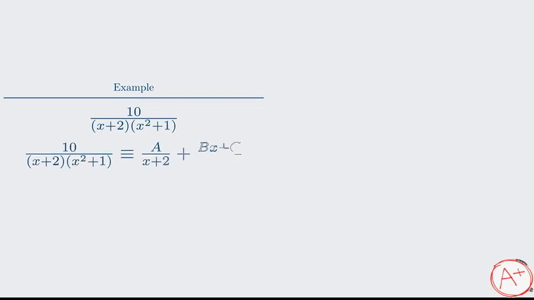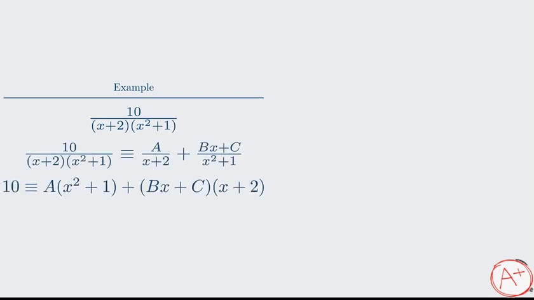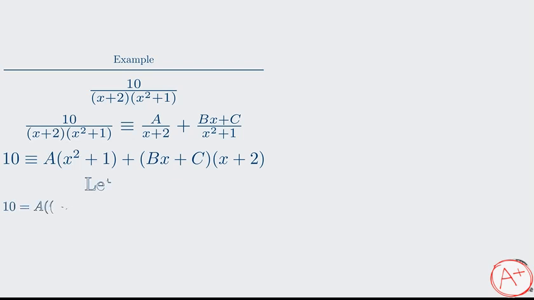Let us decompose 10 divided by the product of x plus 2 and x squared plus 1. We start by setting up our identity with a linear numerator over the quadratic factor. Now, multiply by the common denominator. First, let's use substitution to find a. We can eliminate the second term by letting x equal -2.